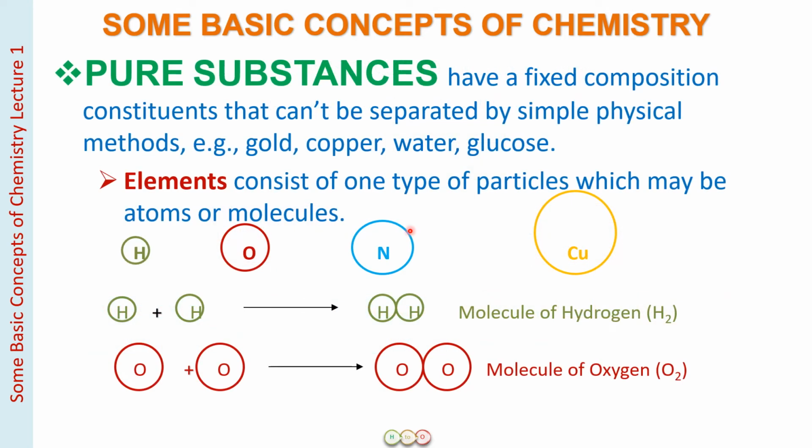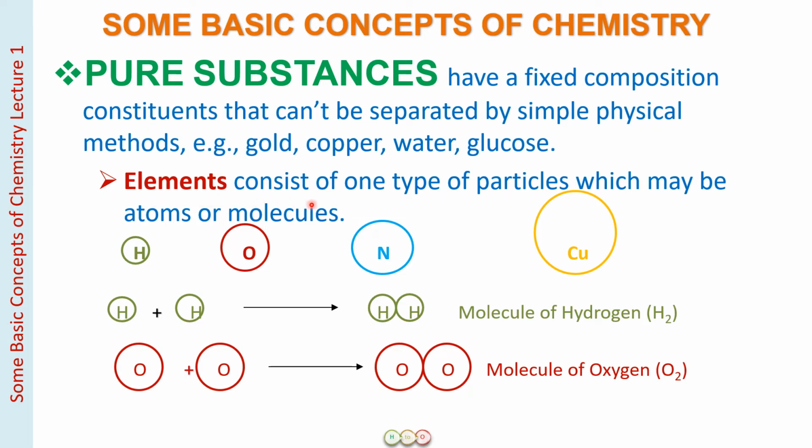We have pure substances, and here the composition of the constituents is fixed, unlike the mixtures where the composition of the constituents was not fixed; they could combine in any ratio. And the constituents can't be separated by simple physical methods, right? They require chemical methods to separate the constituents. Common examples of pure substances can be gold, copper, water, glucose, and so many more. And then we have the classification of pure substances into elements and compounds.